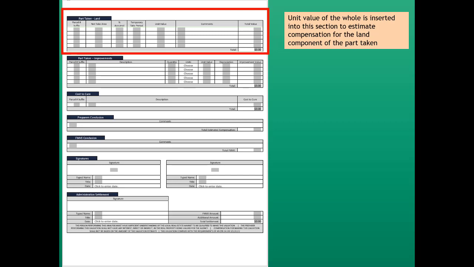We are not going to be talking about the other parts of the value analysis report. That'll be in later modules, but the next one would be the part taken, improvements that are in the part taken, minor cost to cures, the conclusion of value, the FMVE conclusion, the appropriate signatures, and administrative settlement. Those are all parts of the value analysis report, but we will not be talking about them in this module. And here's the last page of the value analysis report, which would be photographs, maps of the comparable sales, and the scoping checklist.